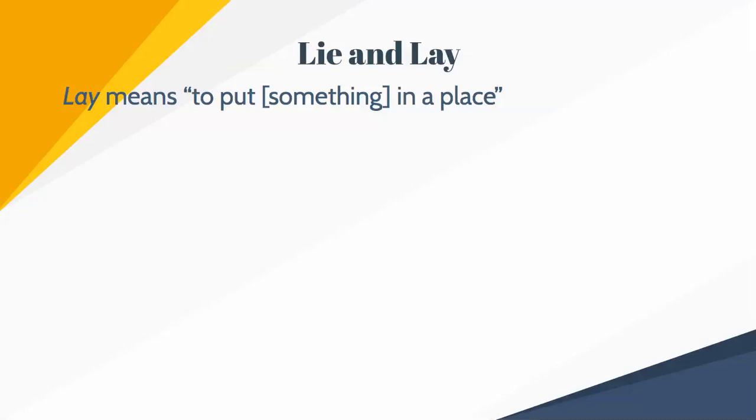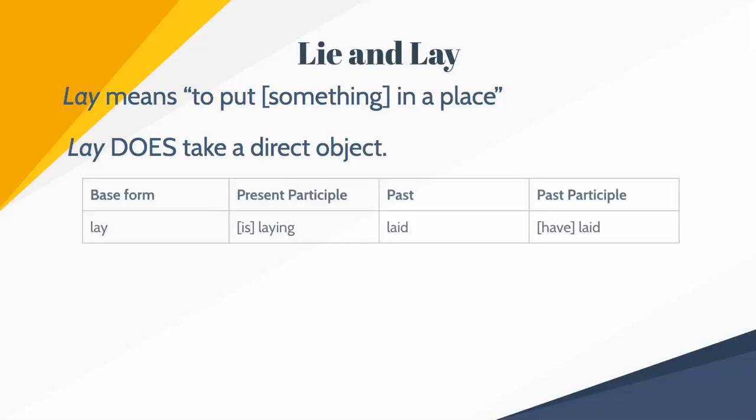Lay means to put something in a place, to position it. So you need that something, and that's where the direct object comes in. That's why lay has to have a direct object, because by definition, you're taking a thing and you're putting that thing somewhere. So you have to have that thing, and that's your direct object. Here are the principal parts of lay. The base form lay, present participle is laying, past is laid, and past participle have laid.